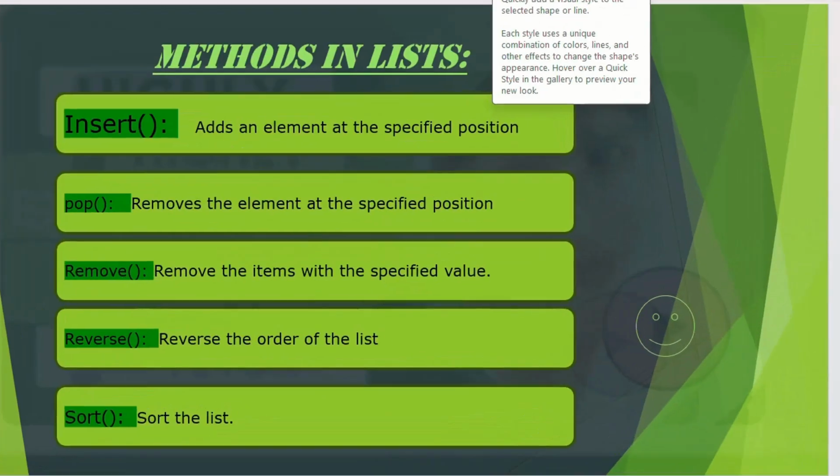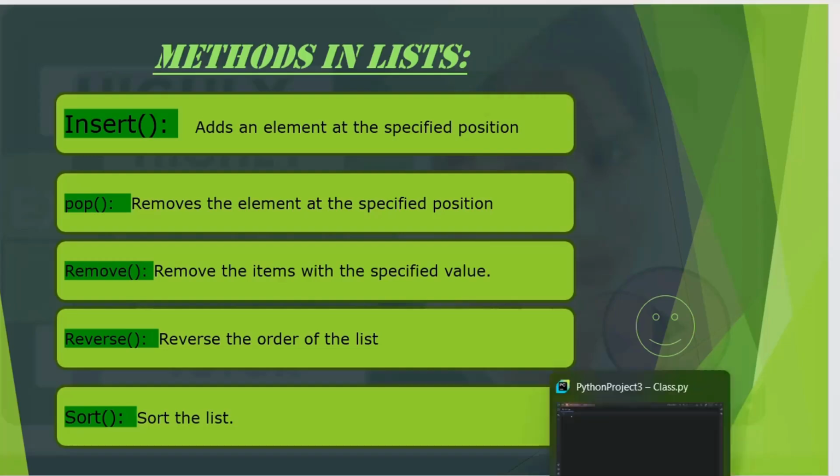In the previous lesson, we discussed various list methods. Today, we will focus on the remaining list methods in Python. Let's begin with the insert method. The insert method is used to add a value at a specific position in a list.